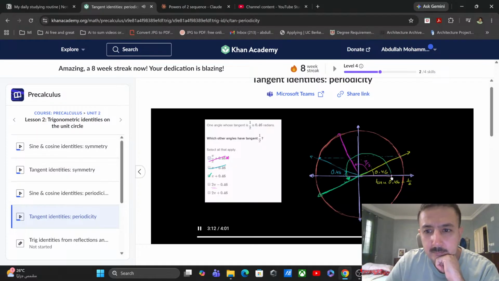Now this one, you go around the circle once, and you get to the exact same point. So you add 2 pi, and you have the same tangent, back around to the exact same point. This is definitely also going to be true.